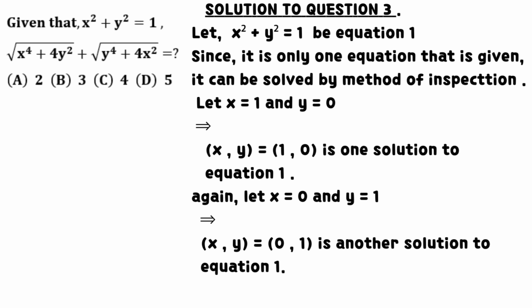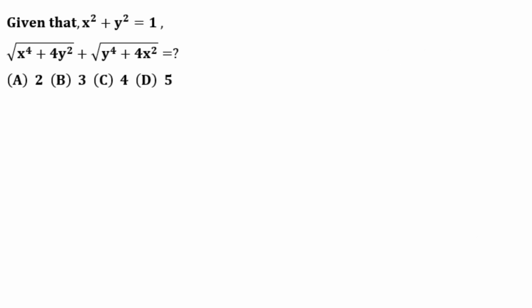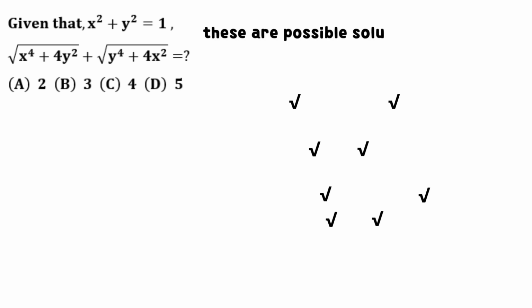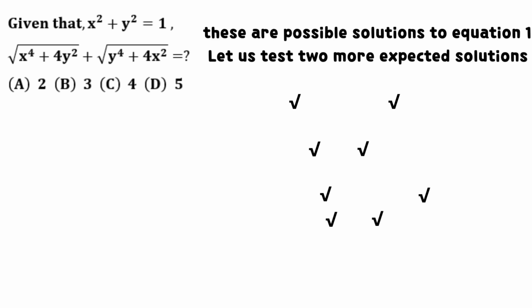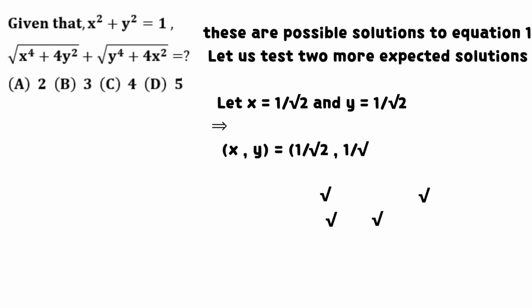Again, let x equals 0 and y equals 1. It signifies that x and y equal 0 and 1 is another solution to equation 1. These are possible solutions to equation 1. Let us test two more expected solutions.